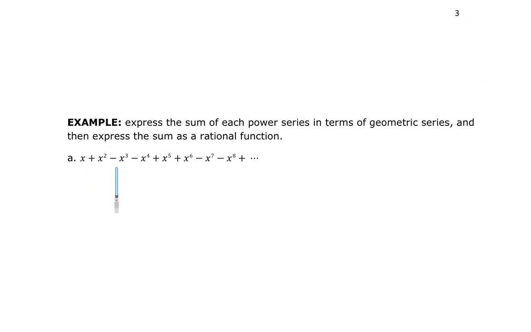Now we're going to take this polynomial. We're going to write it as a power series, and then we're going to write it as a rational function. So here we go. First thing I notice is that this is not a true alternating series because alternating should be positive, negative, positive, negative, positive, negative. Okay, so that's not helpful because it's not a true alternating series.